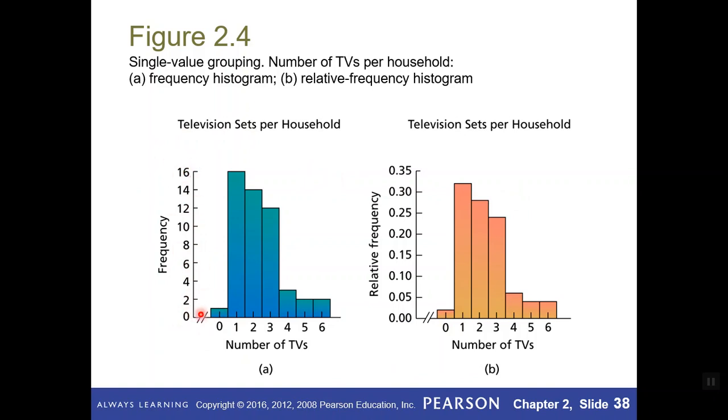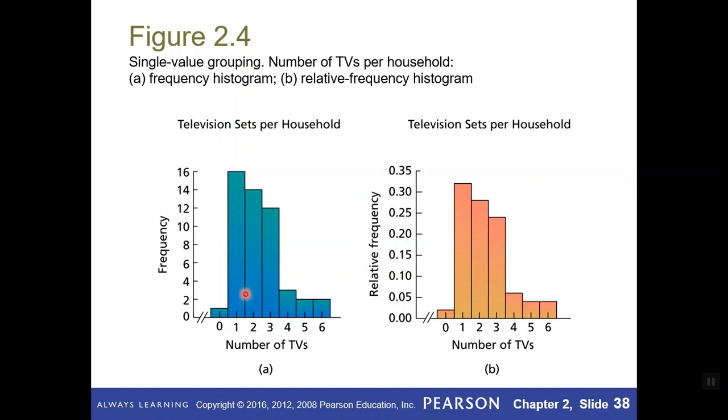Y-axis or vertical axis belongs to frequencies. X-axis, number of TVs. So 0, there are 1, right? There is 1 TV. There are 1 zero number of TVs. There are, I think, 16 with one TV. Okay, something like that. So likewise you can read this.